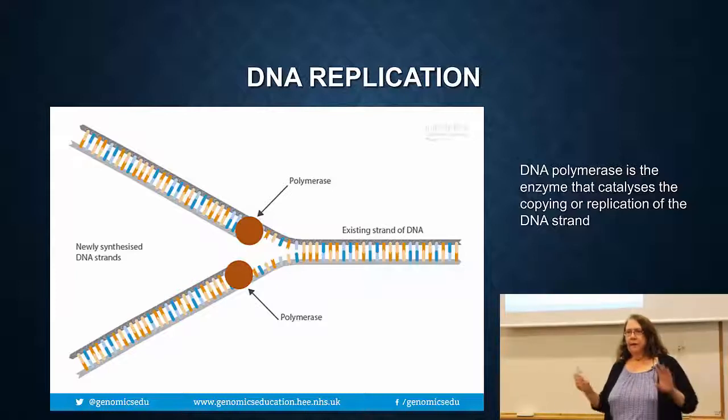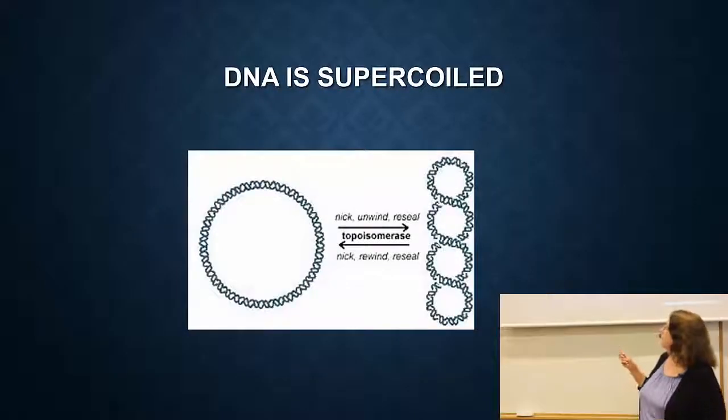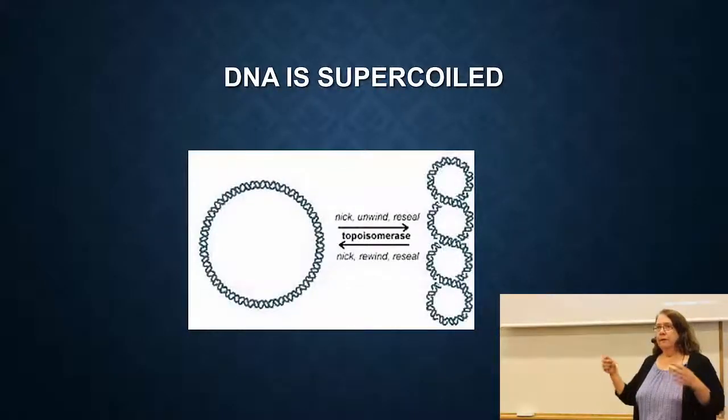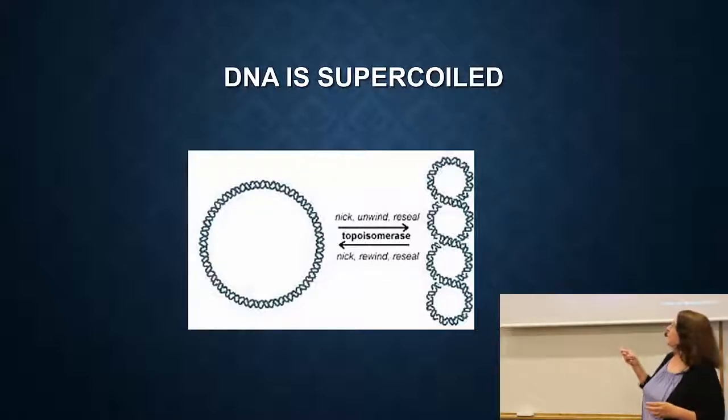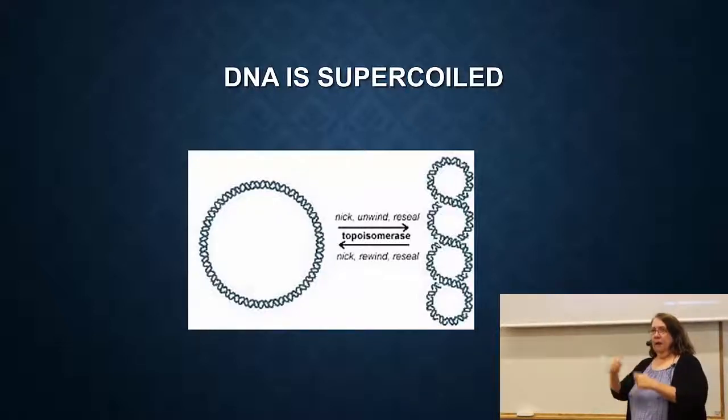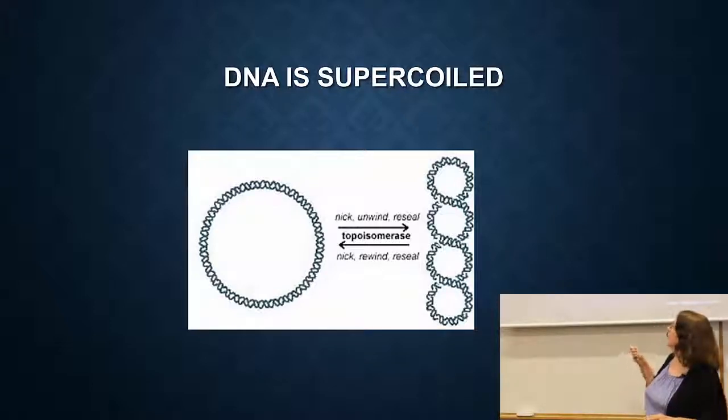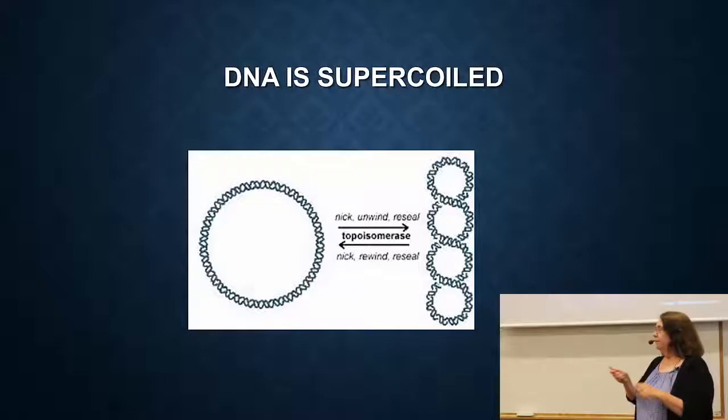Now, one other thing to know about DNA in bacteria in particular is, first of all, bacterial DNA is almost always a circle. In addition, that circle isn't just laying flat like this. It is super coiled. And what that means, it's all twisted up amongst itself, and I'll show you a video in a moment about that. So it gets nicked and wound, so it has a lot of tension in the molecule. And this is very important for a couple of reasons.